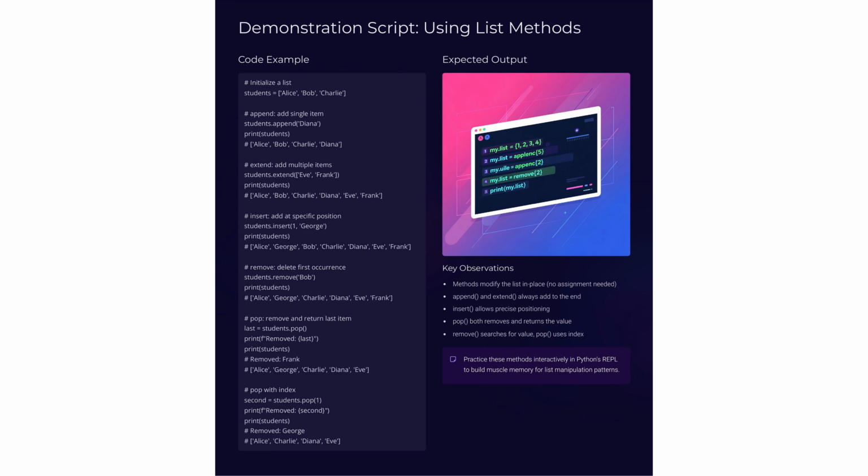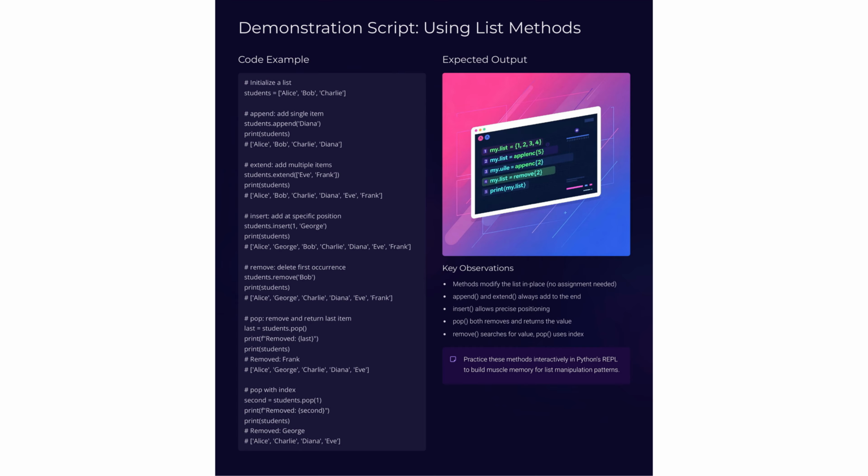Let's explore list methods with practical examples. Start with a list: students = [Alice, Bob, Charlie]. Use append to add Diana, extend to add [Eve, Frank], and insert to place George at index 1.